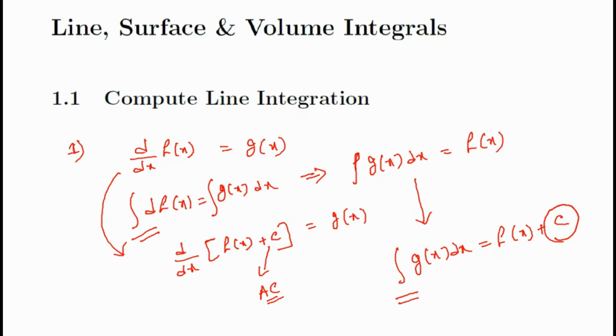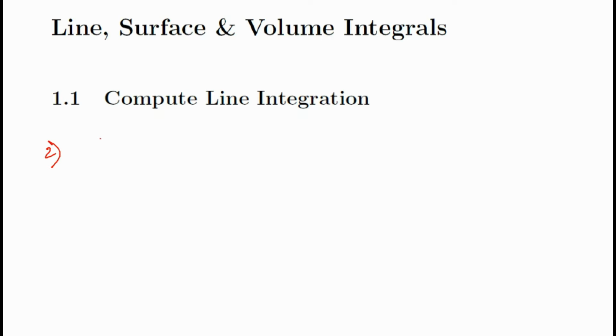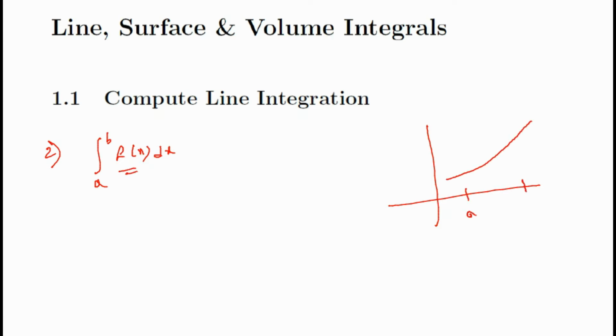Another point: suppose you have a definite integral from a to b of f(x) dx. It means you are integrating the function f over the range a to b. If this is f(x), then this area is also considered as the integration between a and b, and this is obviously a definite integral.